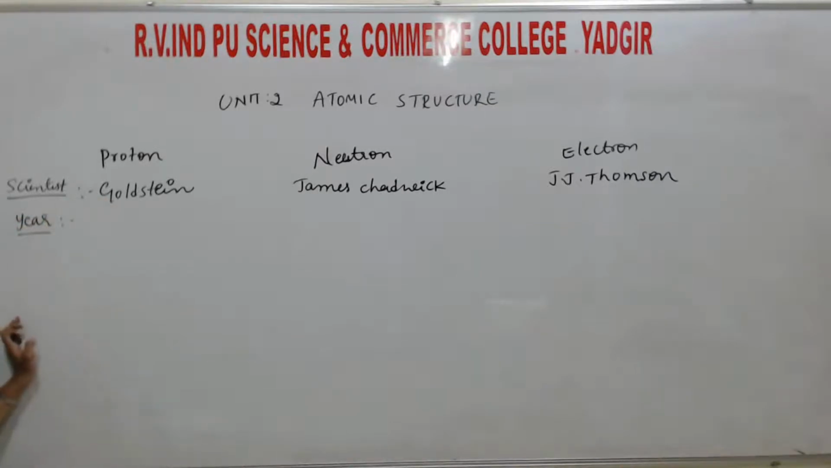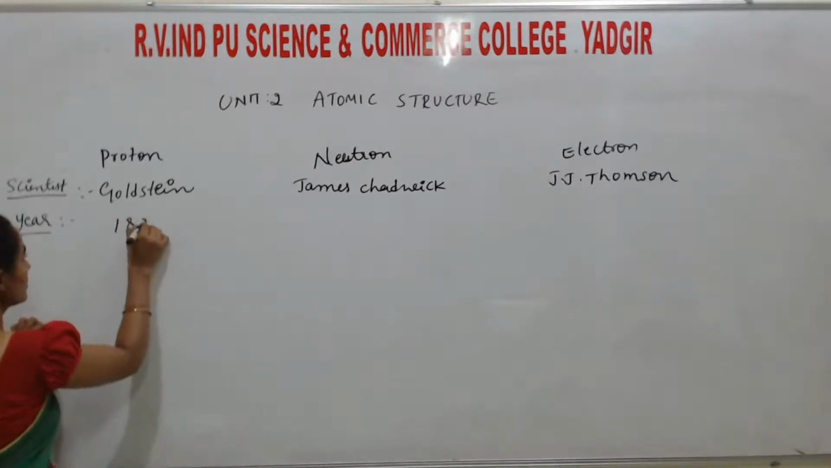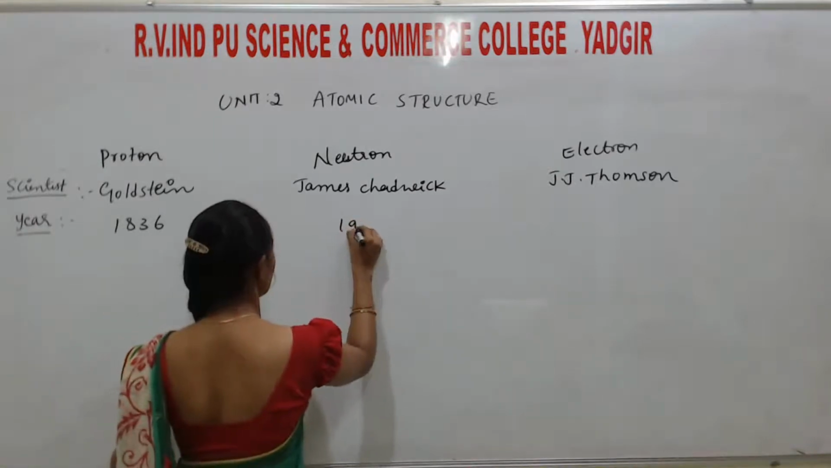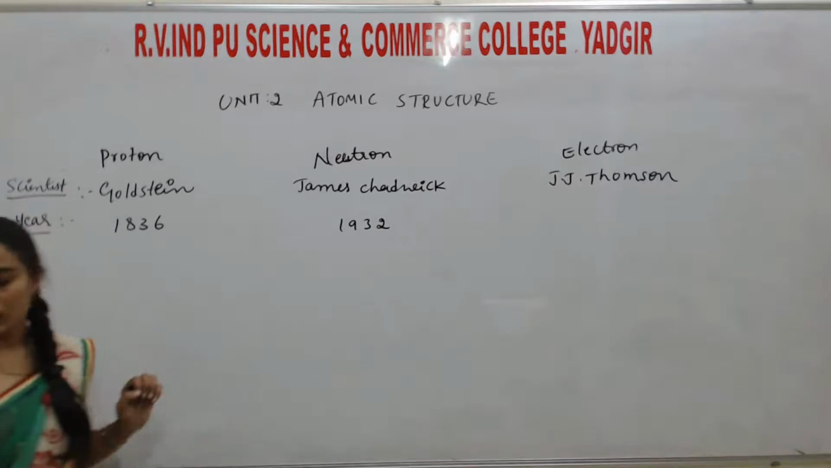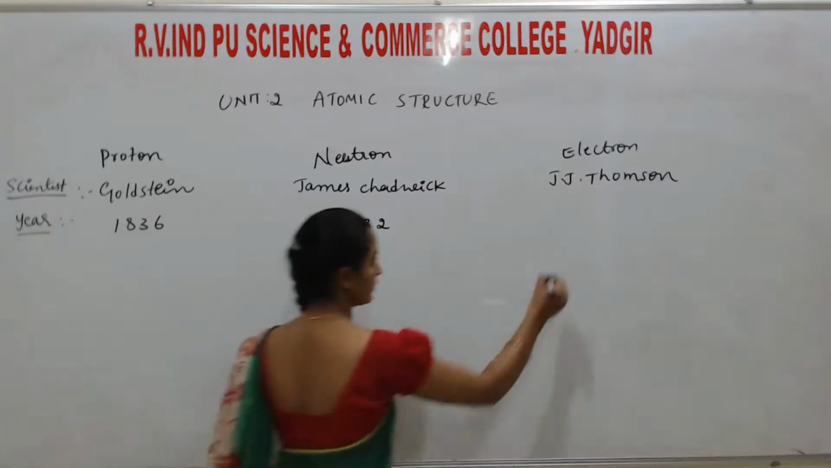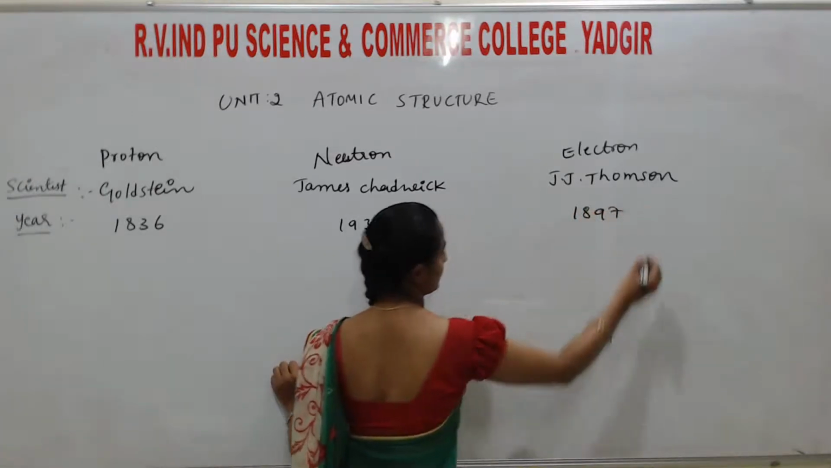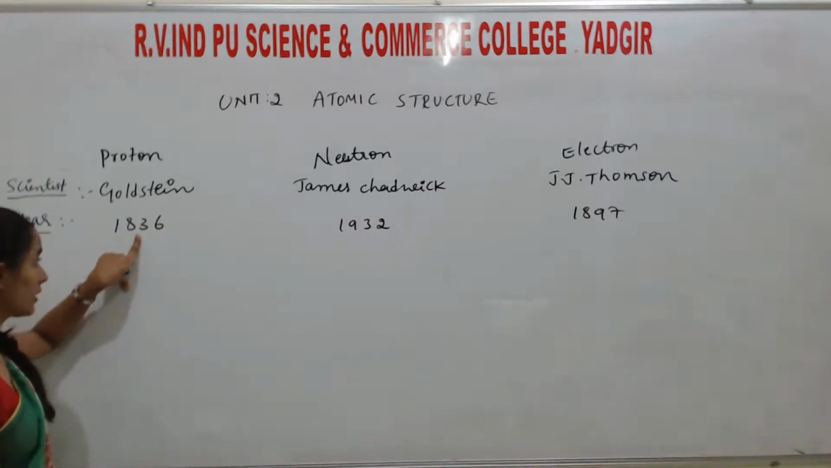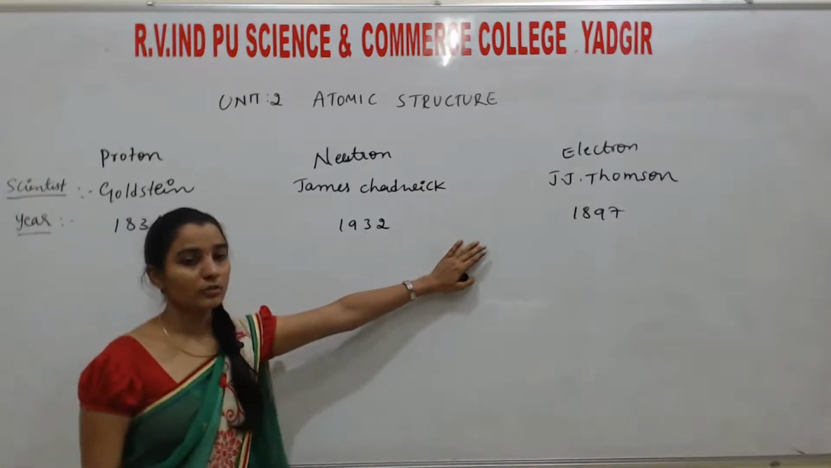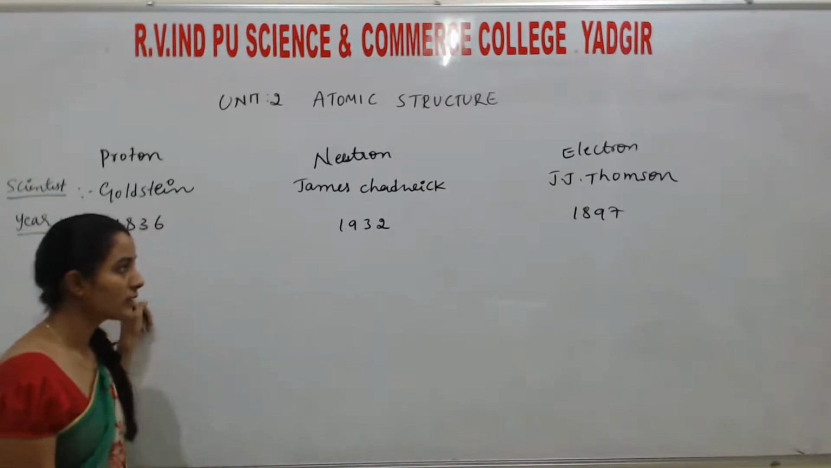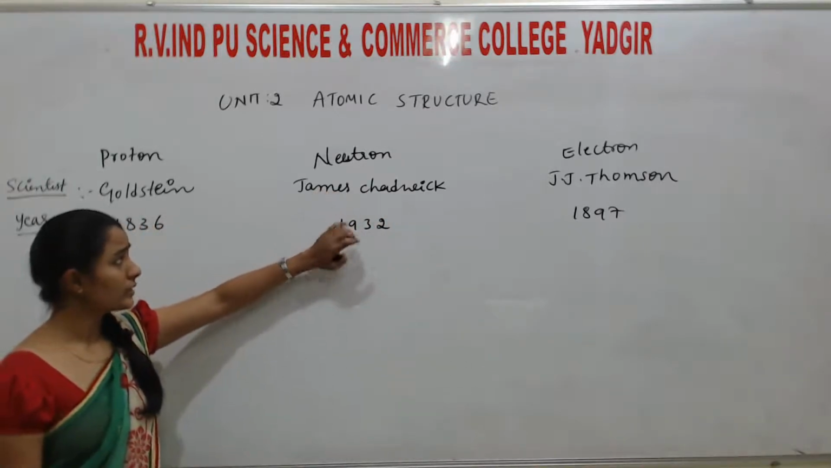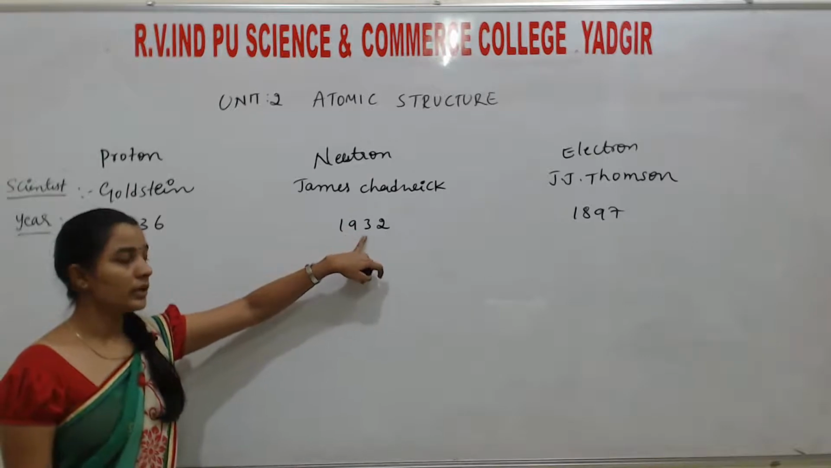So, year of discovery, when they discovered. Proton is discovered in the year 1836. Okay. Neutron is in the year 1932. And electron is in the year 1897. So, first, Goldstein discovered this proton in the year 1836. Later, J.J. Thomson discovered that not only proton is there, electron is also there. That is 1897. So next, neutron is discovered by James Chadwick in 1932.